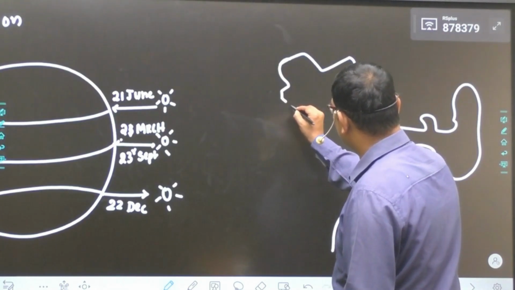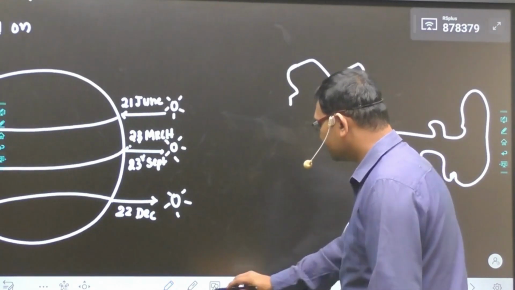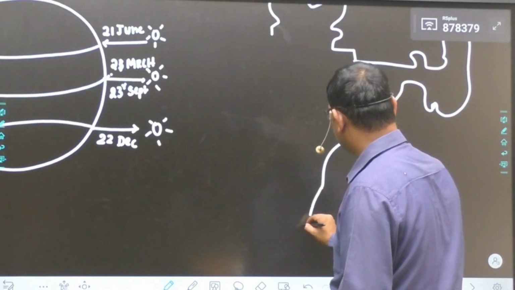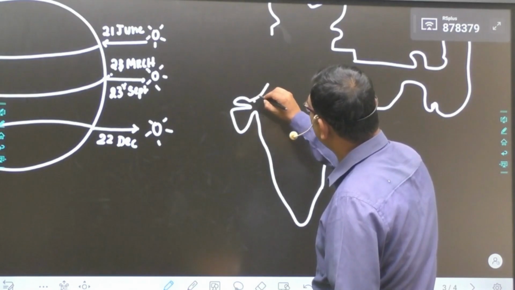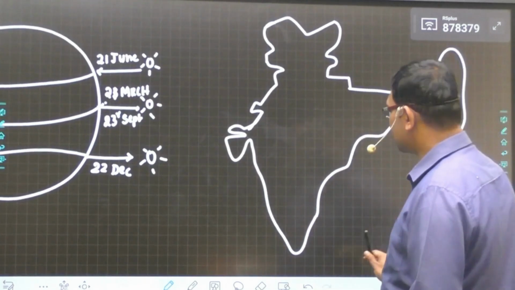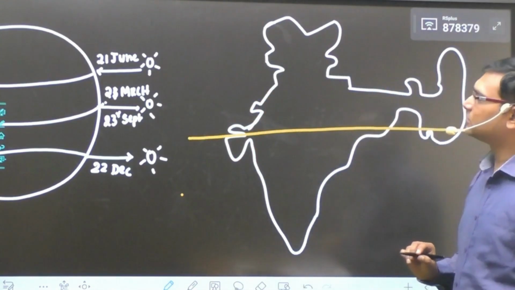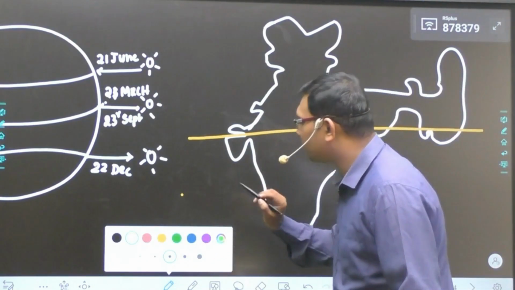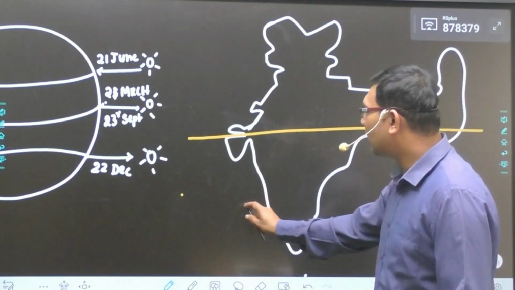This is your earth. Oh, sorry, India. Okay, just a minute here, I'll just draw. Right, if this is your India, can I say that here this is your Tropic of Cancer? Yes or no? So can I say that the Tropic of Cancer is dividing India into two halves? What is this half? What is that half? You see here.